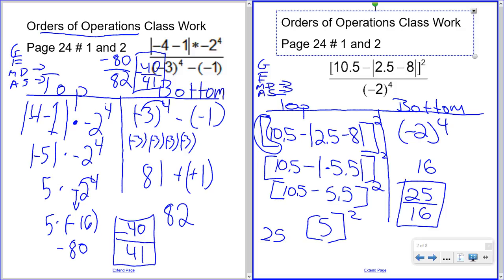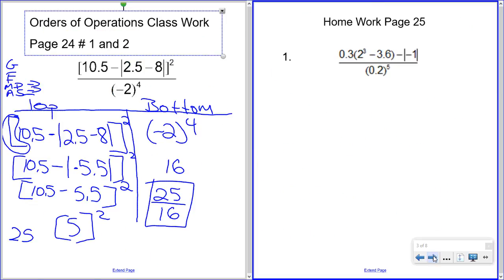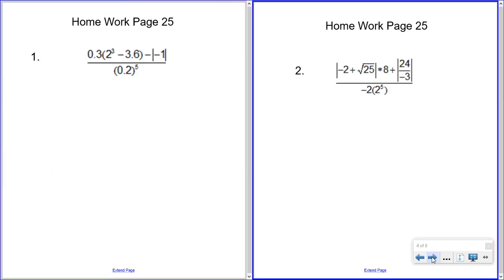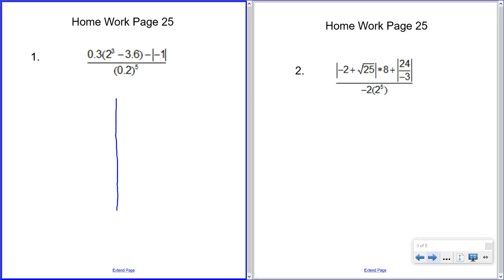All right, so let's move on to a couple of problems from your homework, okay? On page 25, these are numbers 1 and 2. So if you're having a problem with your homework, I will walk you through your homework problems right here. On page 25, these are 1 and 2. So the first thing I'm going to do is do top and bottom.